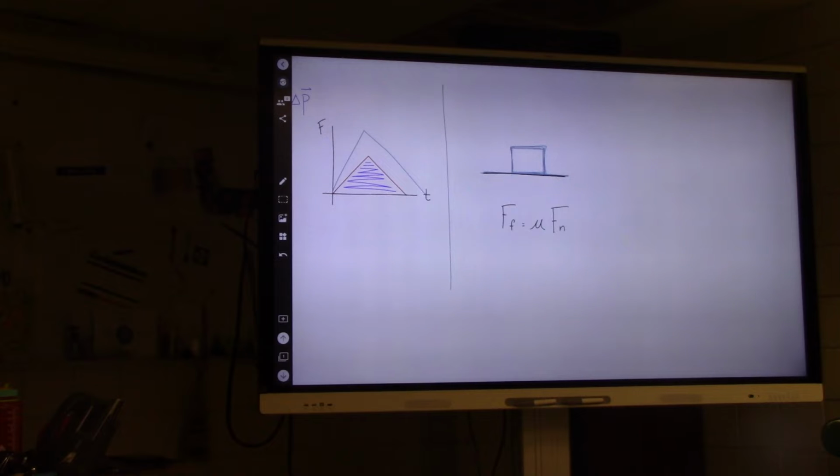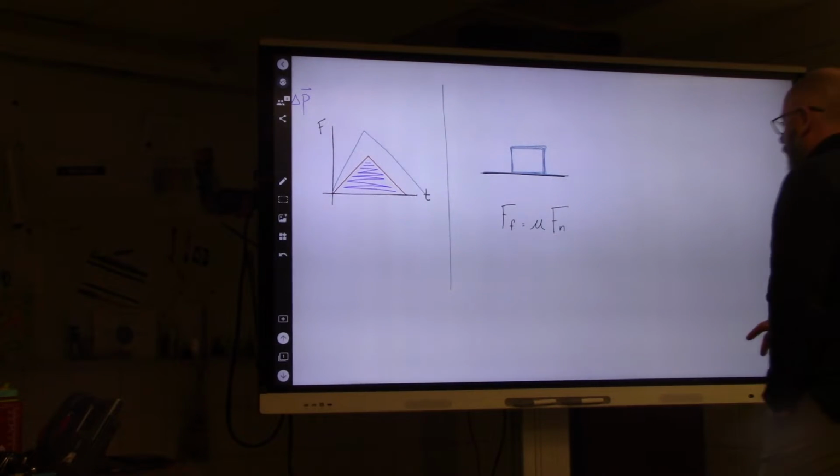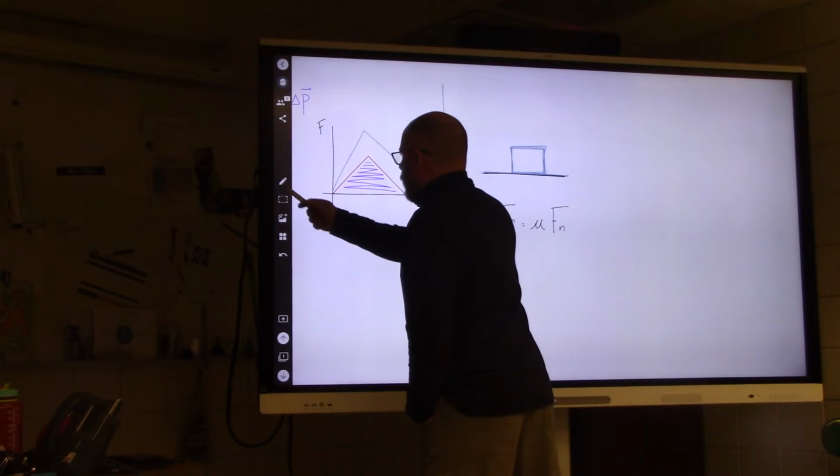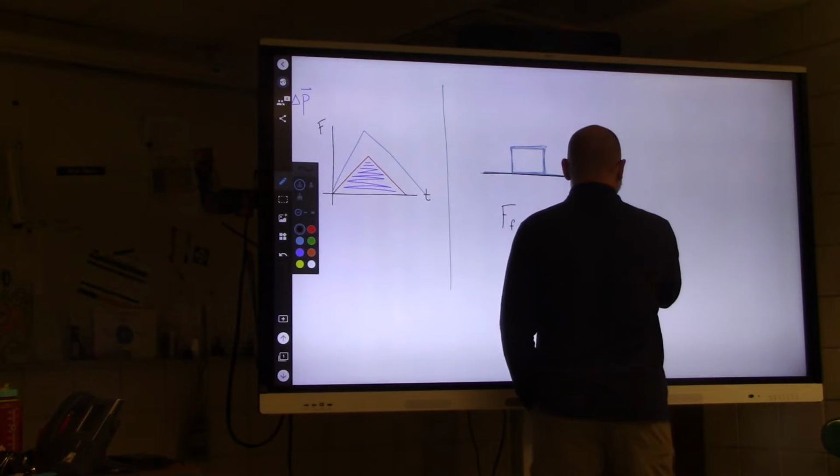Why do they use greater than or less than? This is actually interesting. I can't remember if we did this or I just wanted to do this.